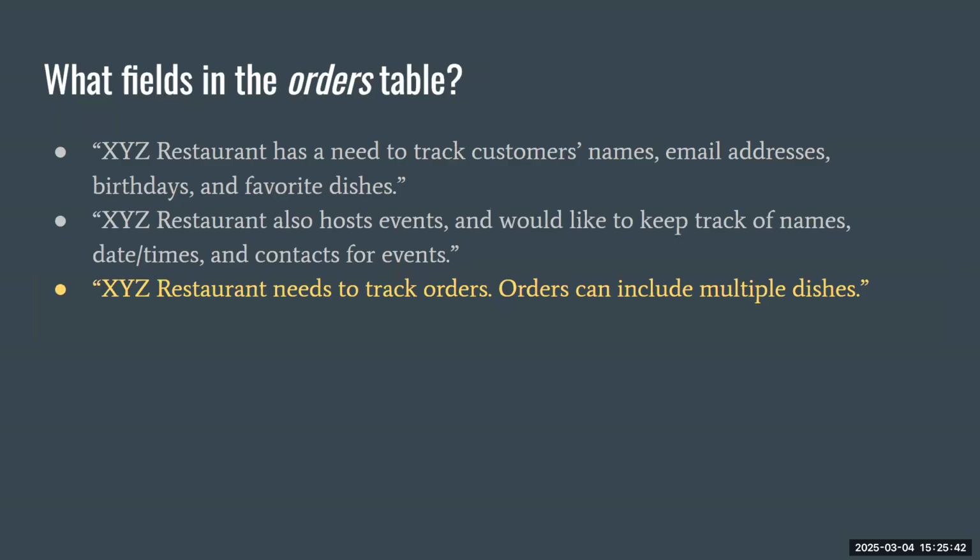All right. So let's add another business requirement to our list of requirements. We also now want to track orders, and the orders can have multiple dishes. All right, so we need a new table, right? Orders, which I think is fairly obvious. So let's see if we can brainstorm some fields that we might need in the order table.